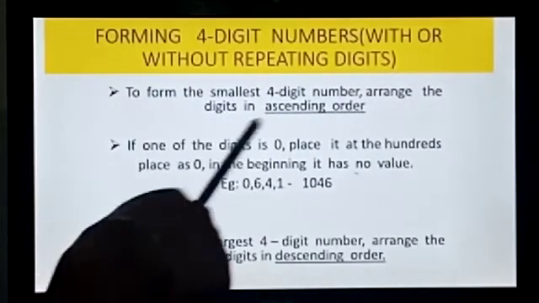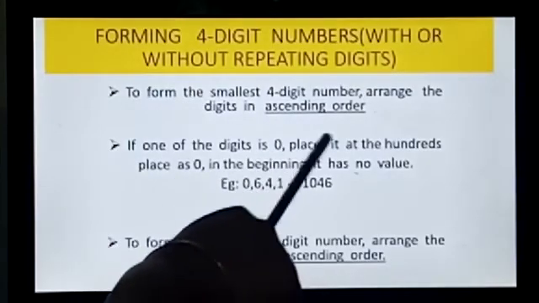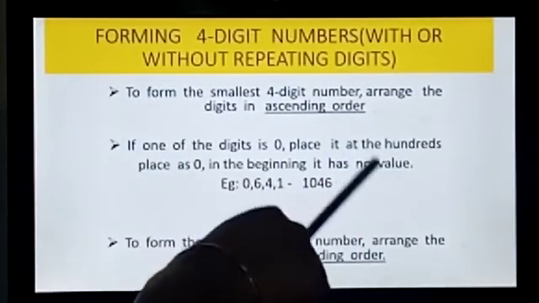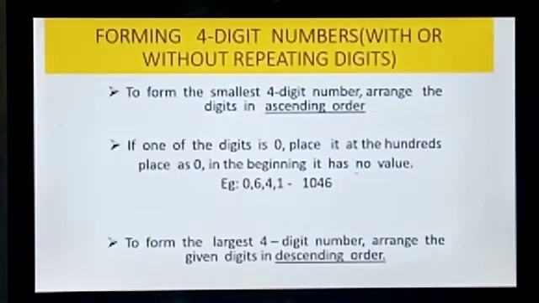If one of the digits is 0, place it at the hundreds place. At the beginning, it has no value. So, if 0 is given among the digits and you are asked to write the smallest form, you should not start the number with 0 because 0 doesn't have any value. So, you have to keep 0 in the hundreds place.